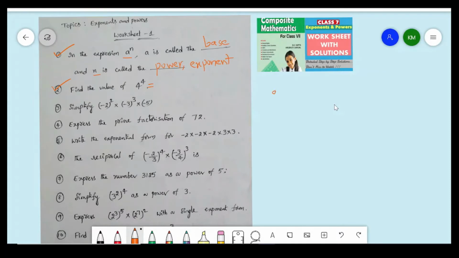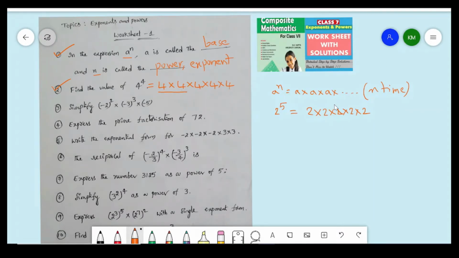So a power n is nothing but a multiplied n number of times, that is called a power n. If 2 is multiplied 5 times, this is called 2 power 5. That way, here 4 multiplied 4 times is called 4 power 4. So observe very carefully. I am just computing the value of 4 power 4.